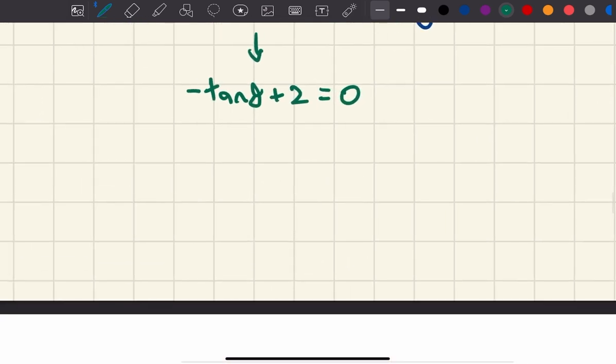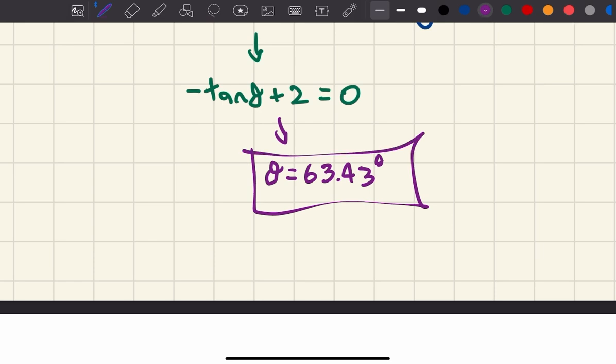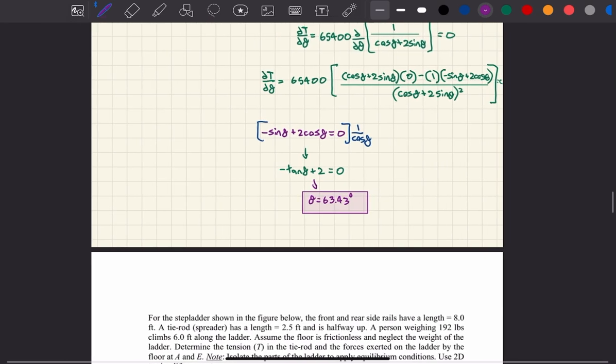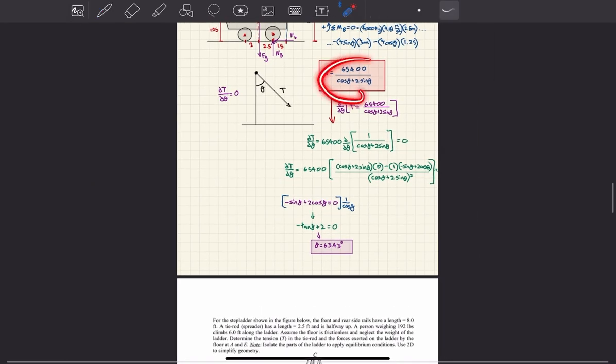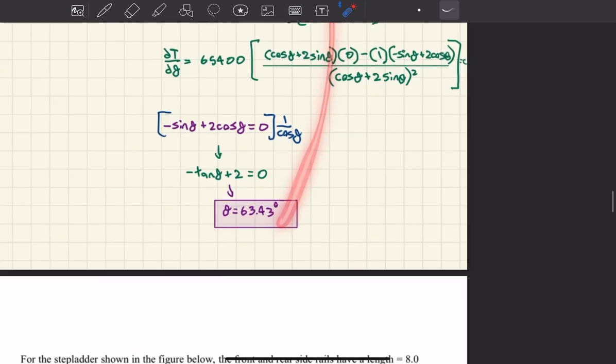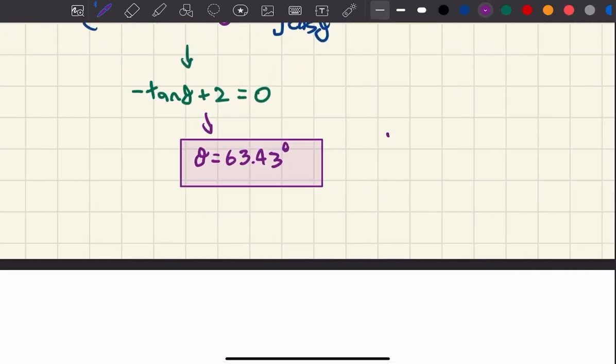Once you isolate for theta using this formula, you're going to get that theta is equal to 63.43 degrees, right? Perfect stuff. And then using the formula from before, if you plug this theta into here, you're going to get that the tension force is equal to 29.2 kilonewtons.